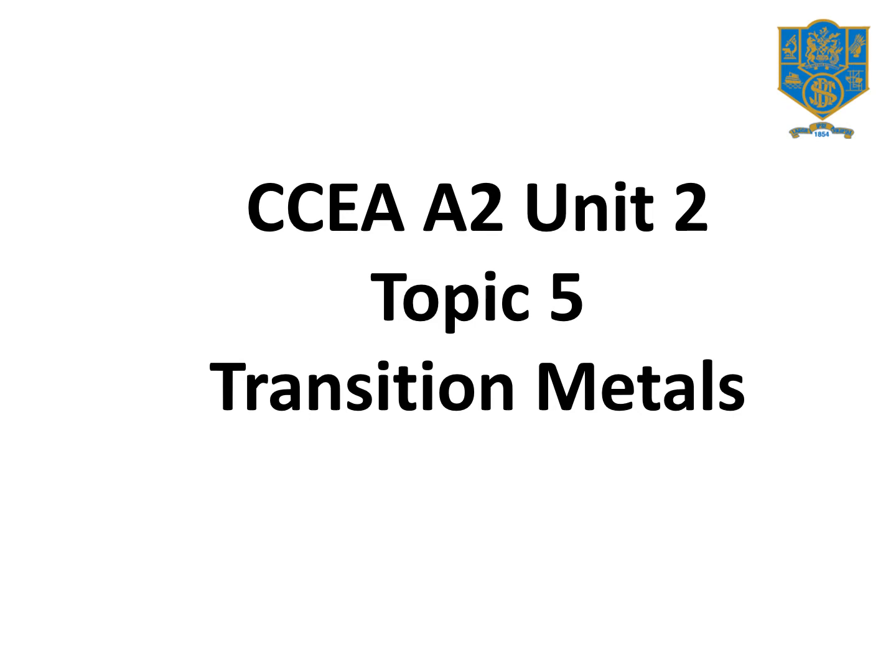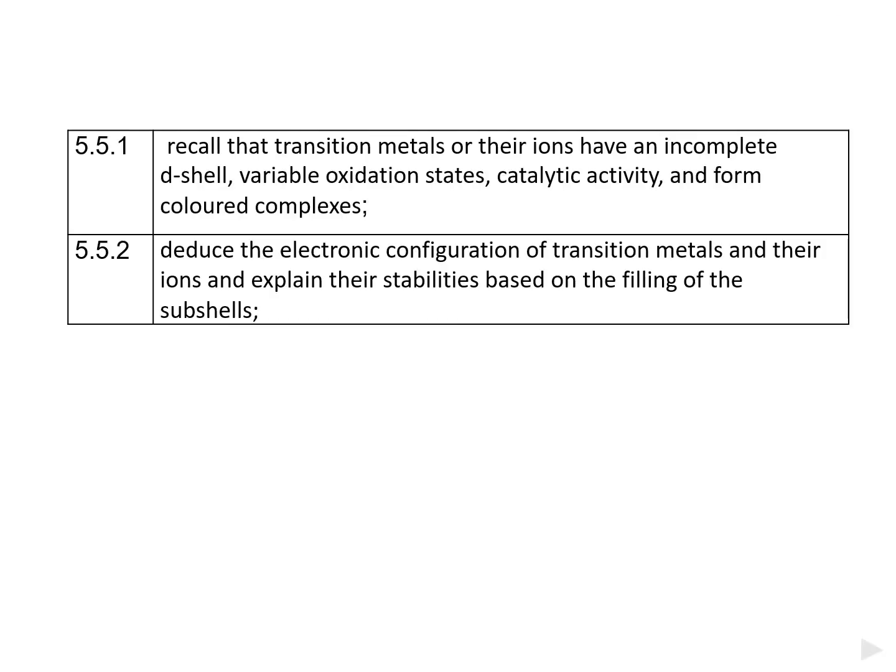SEA A2 Unit 2 Topic 5 is on transition metals. This section looks at the first series of transition metals from titanium to copper, including the properties of the metals and their compounds. Complexes, analytical tests, and the chemistry of vanadium will also be examined.